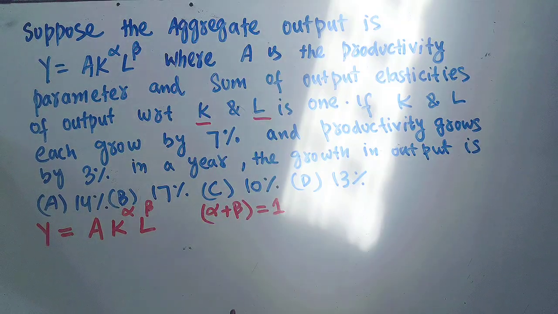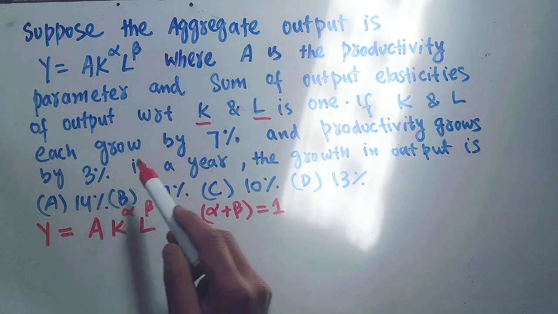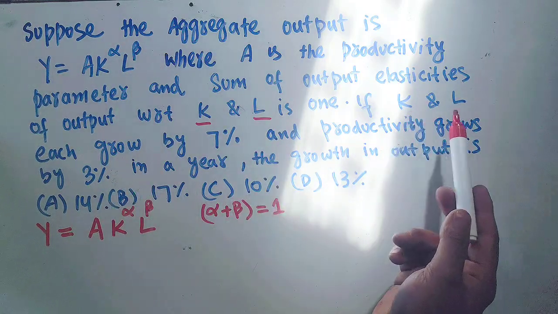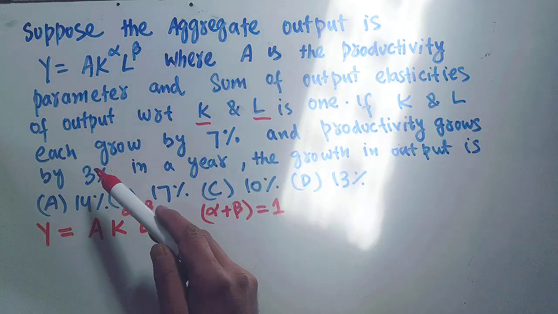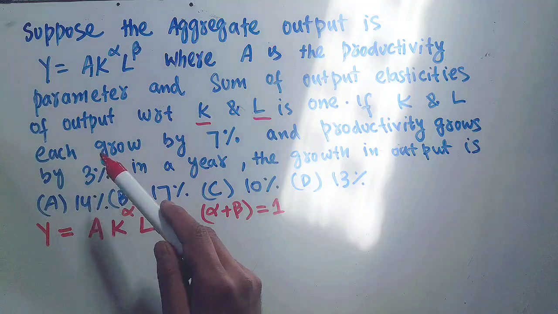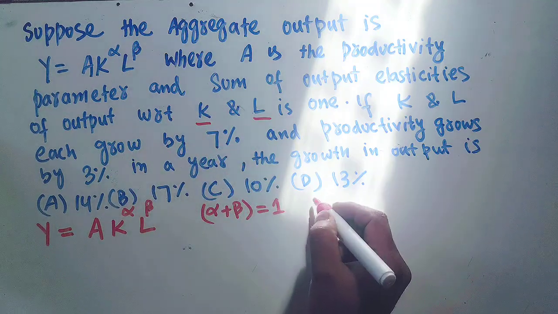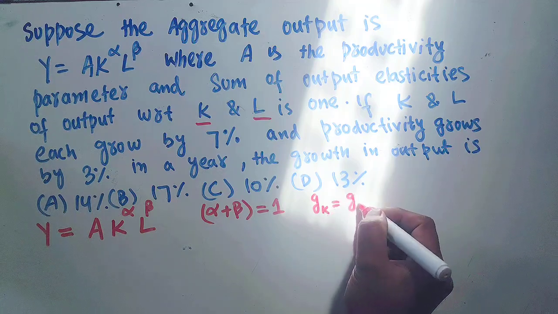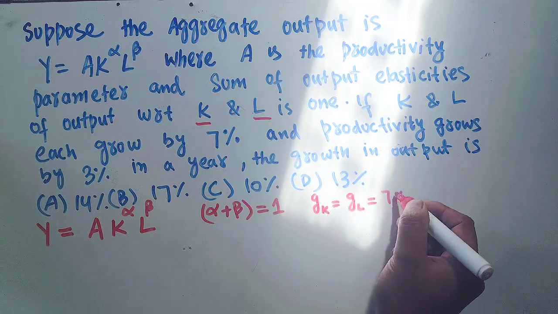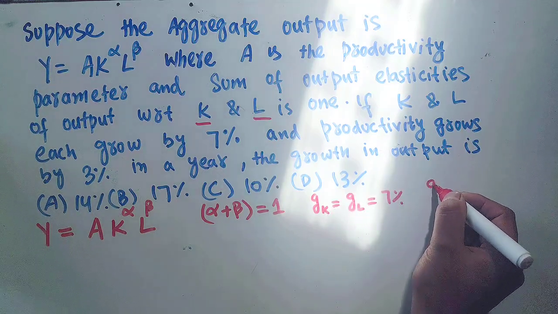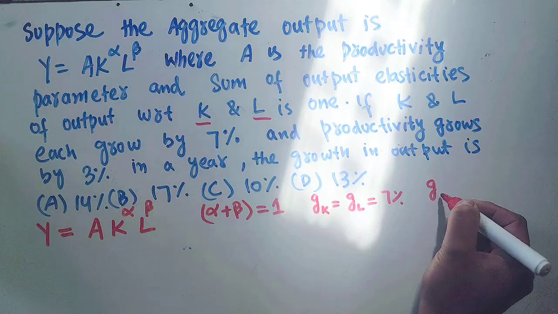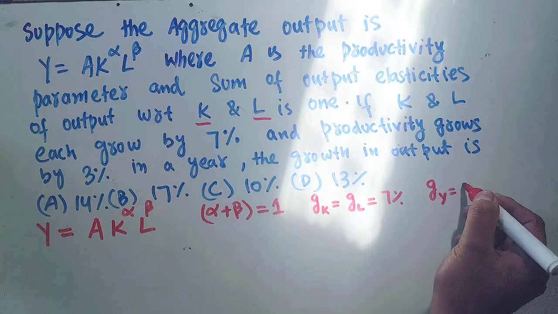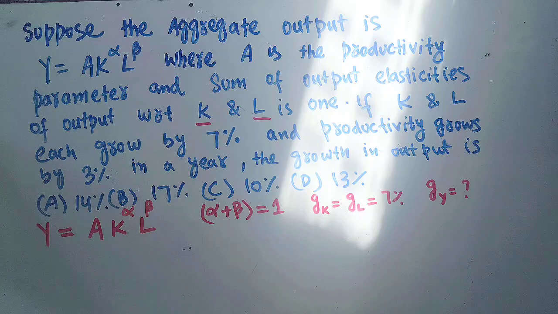Also we are being told that capital and labor each year grow by 7%. That is, the growth rate of capital is equal to the growth rate of labor, which is equal to 7%. We need to find out the growth rate of output. Sorry for my English.